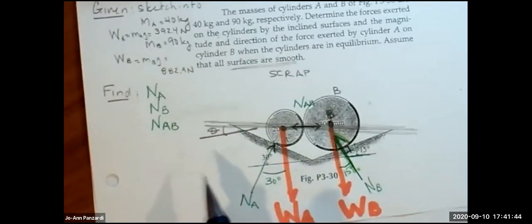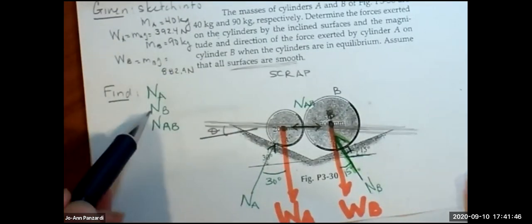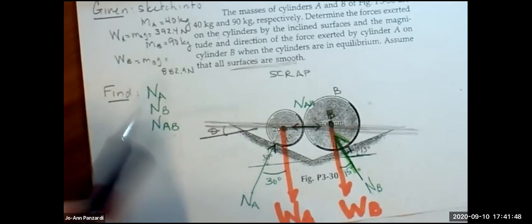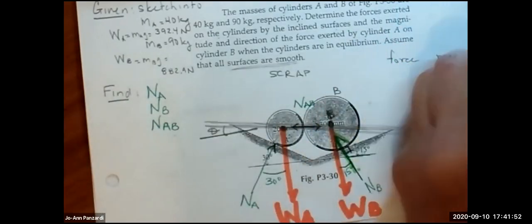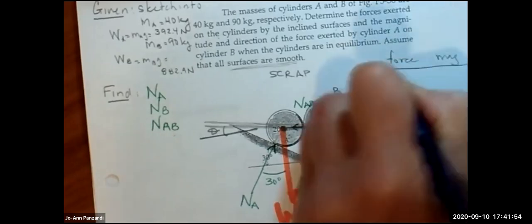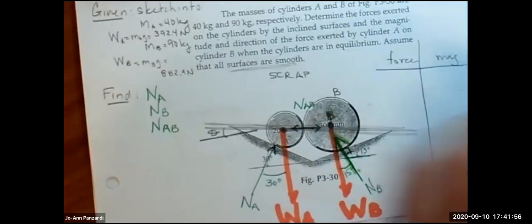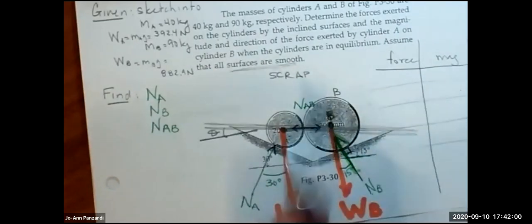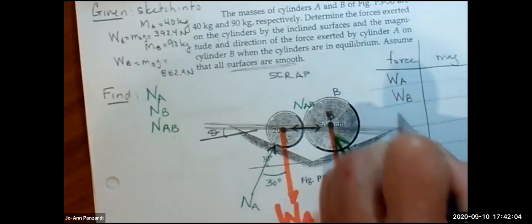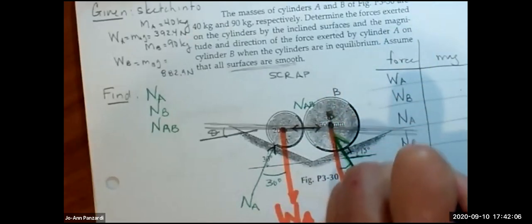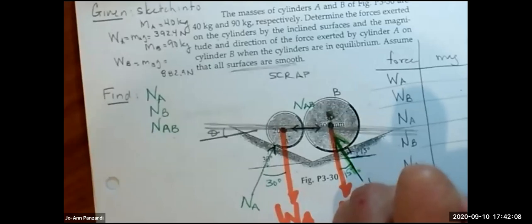So right now, we have to find NA, NB, and NAB. And now we're going to make our table: force, magnitude, direction. What forces are present? We have WA, WB, NA, NB, and NAB.